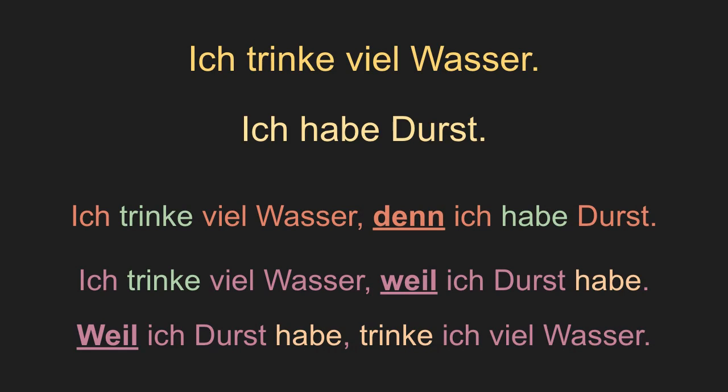In the second and third sentences, I used weil, which is a subordinating conjunction, and therefore changes or disrupts the word order. So orange or peach-colored verbs there, those mean that the verbs have been affected by the conjunction. And so we have ich trinke viel Wasser, weil ich Durst habe. And then I moved the subordinating conjunction to the front to be weil ich Durst habe, trinke ich viel Wasser.